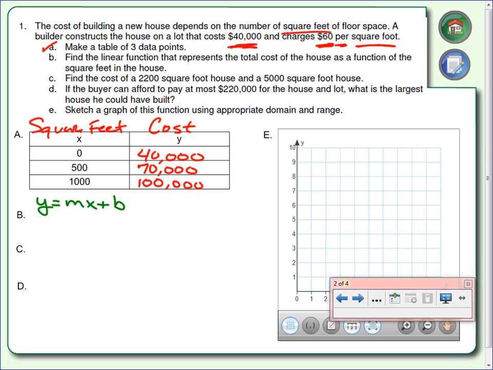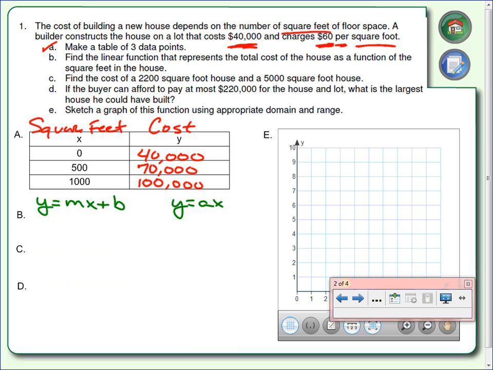Anybody know what to do once you have them in your calculator? What do we do next? Stat. Over to the right where it says what? Calc. And do you remember what number we use once we get to calc? Number 4. So select number 4, and you have to hit enter how many times? 5. Enter. 1, 2, 3, 4, 5. I think it's 5 times. And it's going to give you something that looks like this right here.